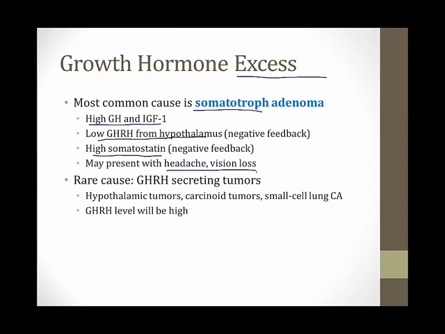More rarely, growth hormone excess can occur from GHRH secreting tumors. Hypothalamic tumors sometimes do this, carcinoid tumors sometimes do this, rarely small cell lung cancer can do this. In these cases, the GHRH level will be high. It is driving production from the pituitary of growth hormone.